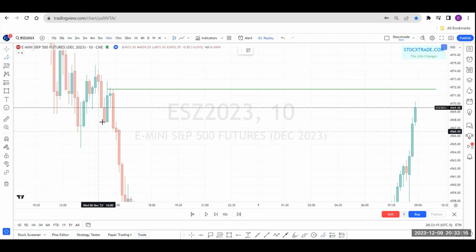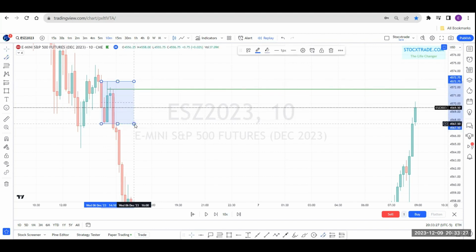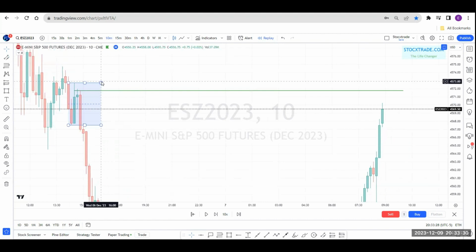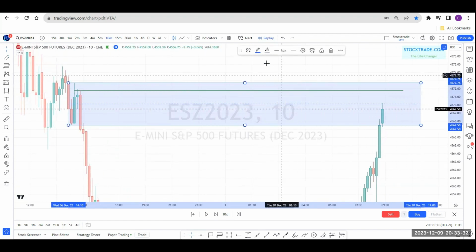The last candle before the reversal. This is the reversal, bearish. And the last candle is what? This one, the big green candle. This is the top. This is the bottom, but I will mark the bottom up to here as I told you. This is your supply zone.